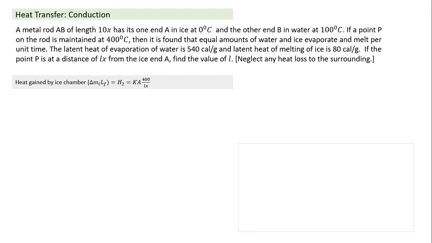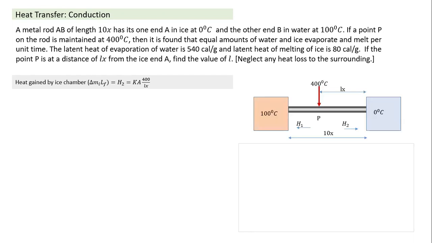So first we need to understand here, a metal rod AB. So we can draw a rod of length AB. I have just drawn the figure, this metal rod AB, and it has a length of 10x. I just represented everything in the form of a figure. A is in ice here. Sorry, I have written it the other way around. A is in ice here, and B is in water at 100 degrees centigrade. There is a point P here, which is maintained at 400 degrees centigrade. So this point is somehow heated, and this is maintained at 400 degrees.